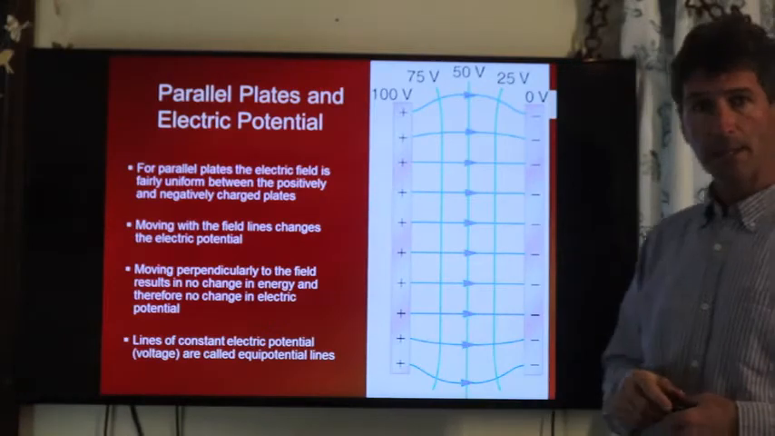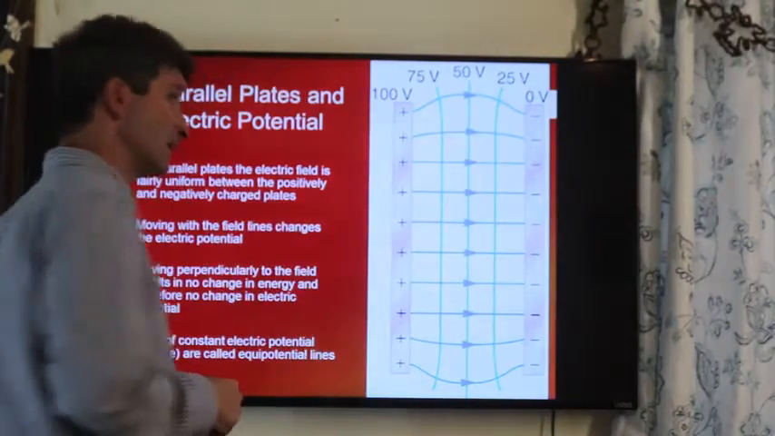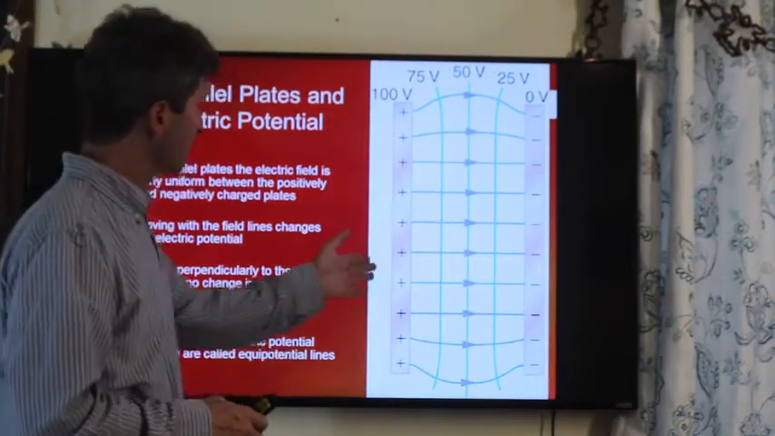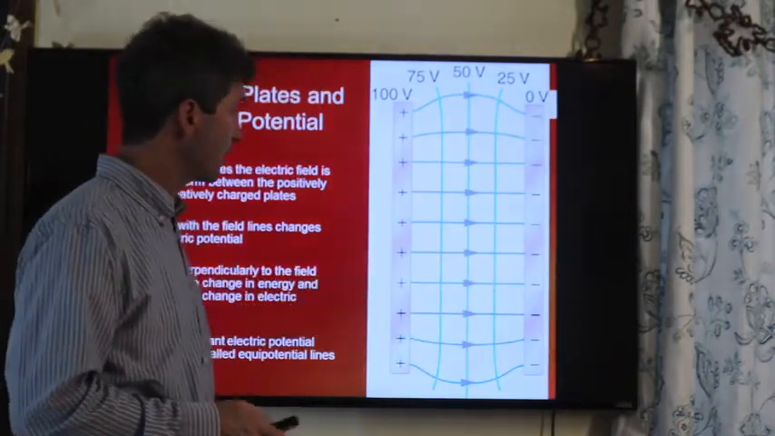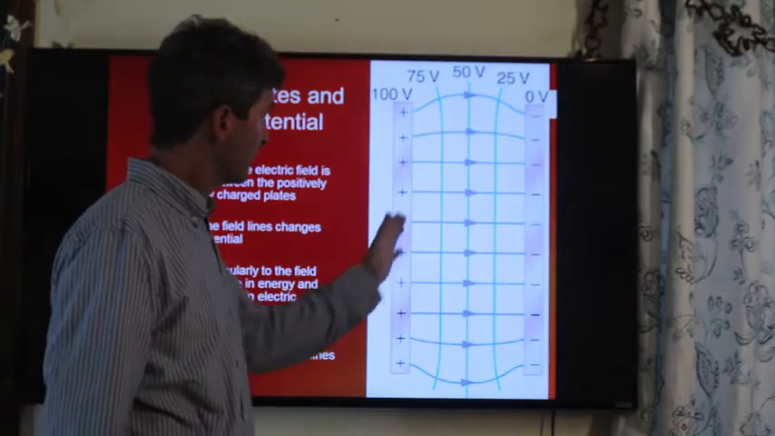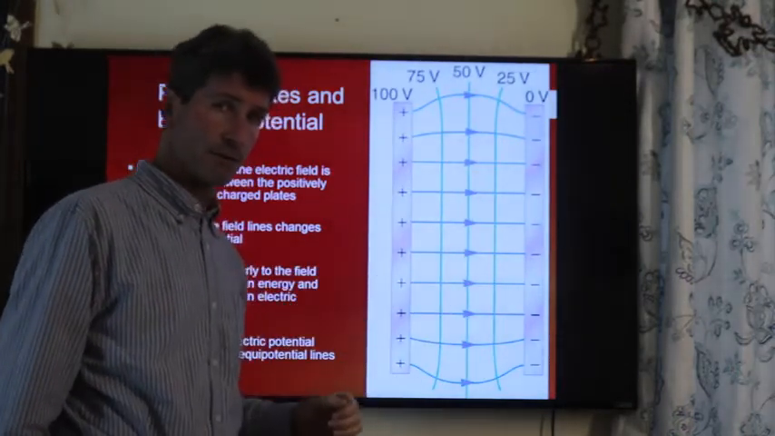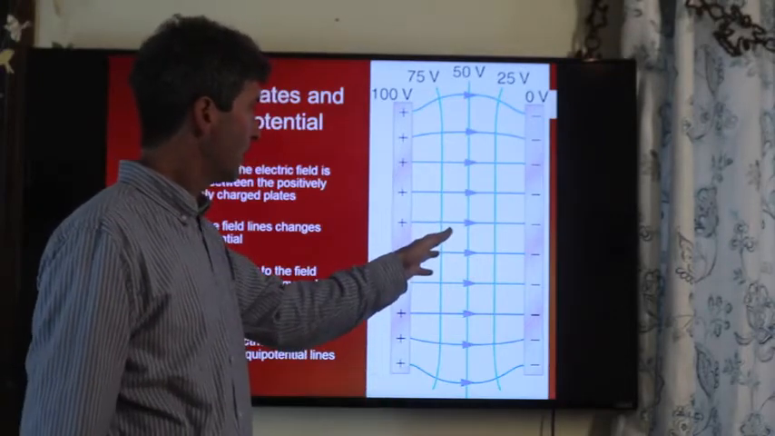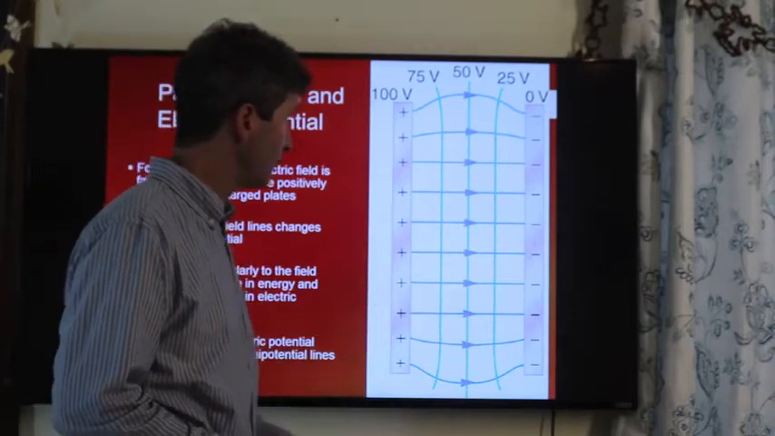For a parallel plate capacitor, we know from Gauss's law that the electric field was constant. Here we can see going from 100 volts down to 0 volts, from a positive plate to a negative plate, the equipotential lines are pretty much parallel to the surfaces. Right at the surface you have 100 volts, about 1/4 of the way, 75 volts, in the center 50 volts and 25 volts.